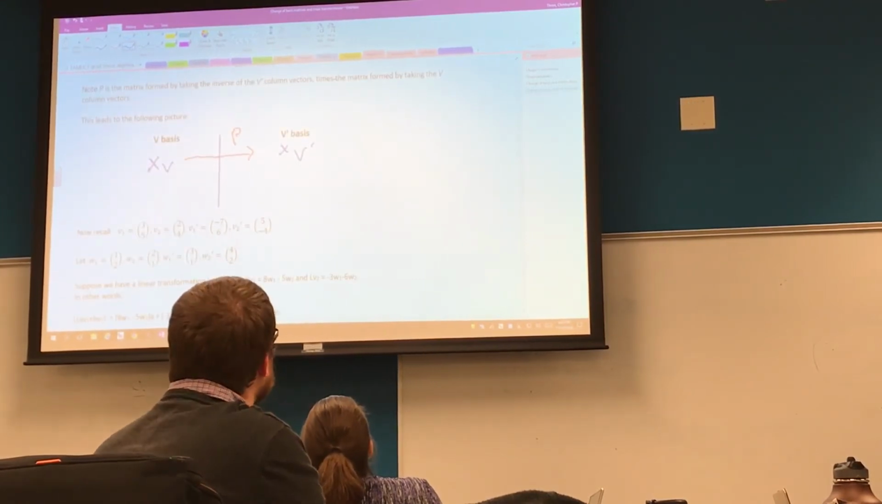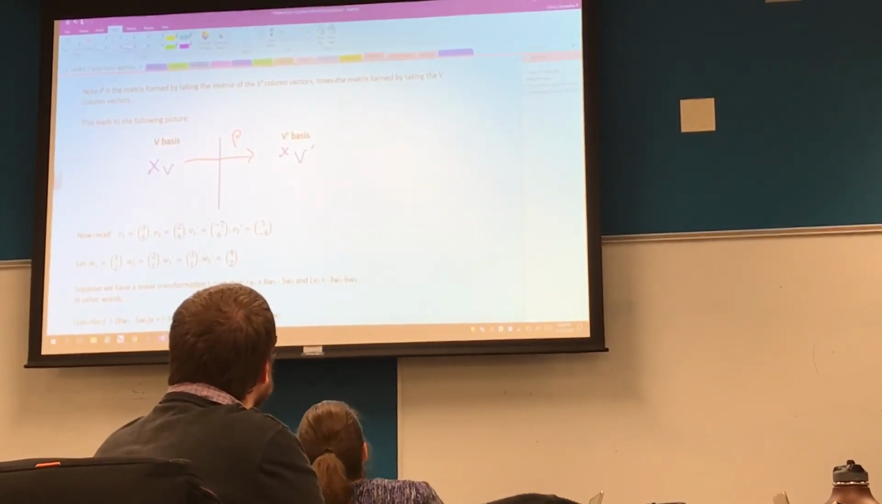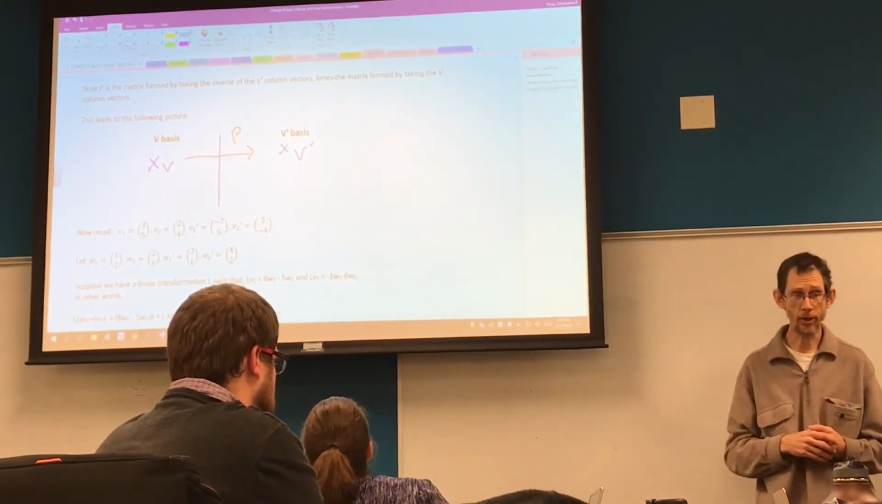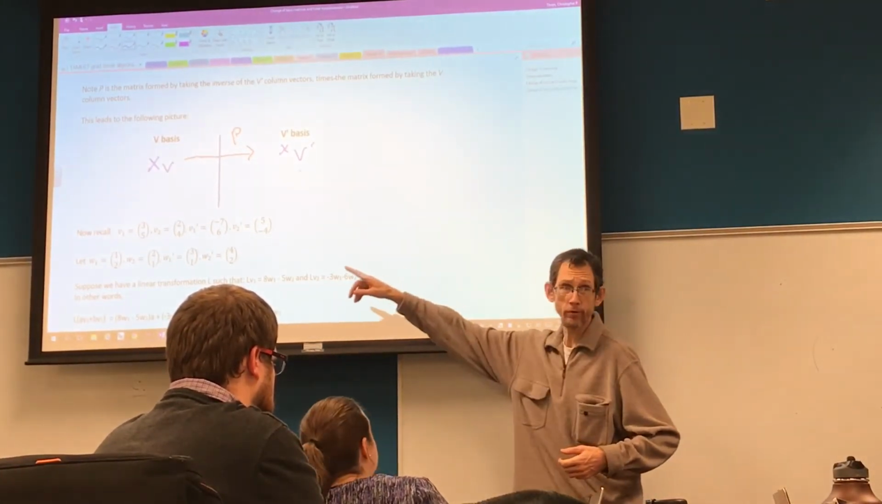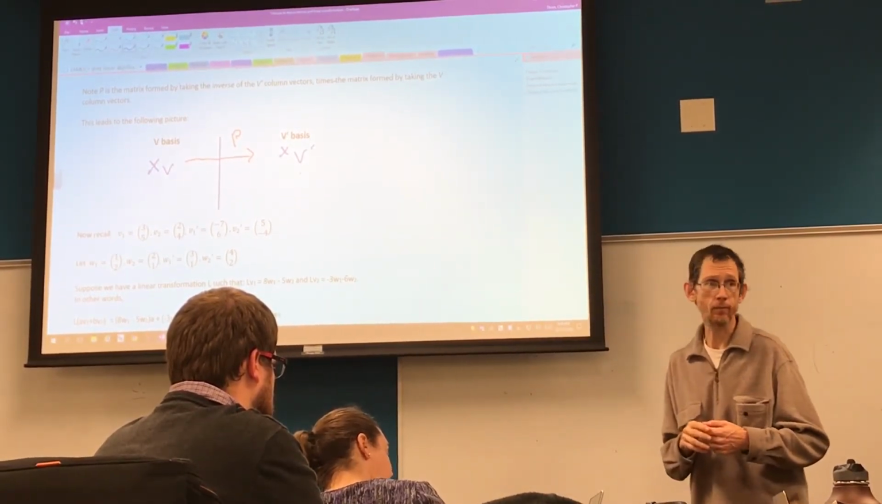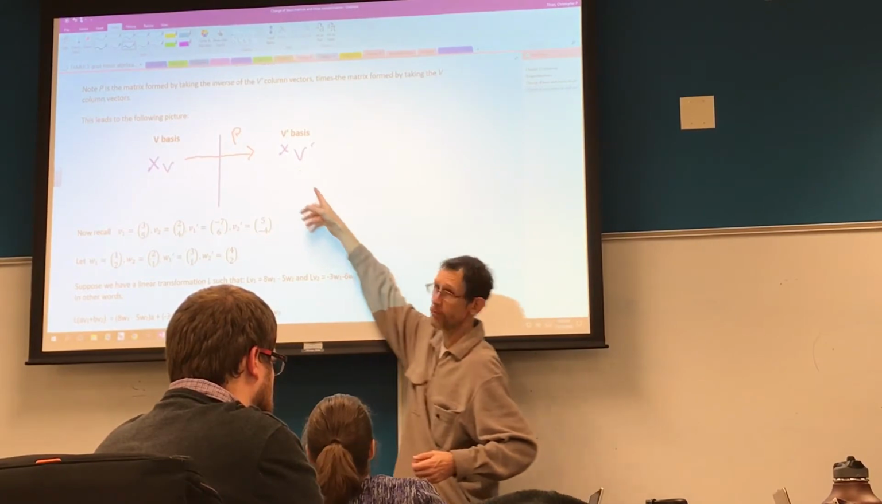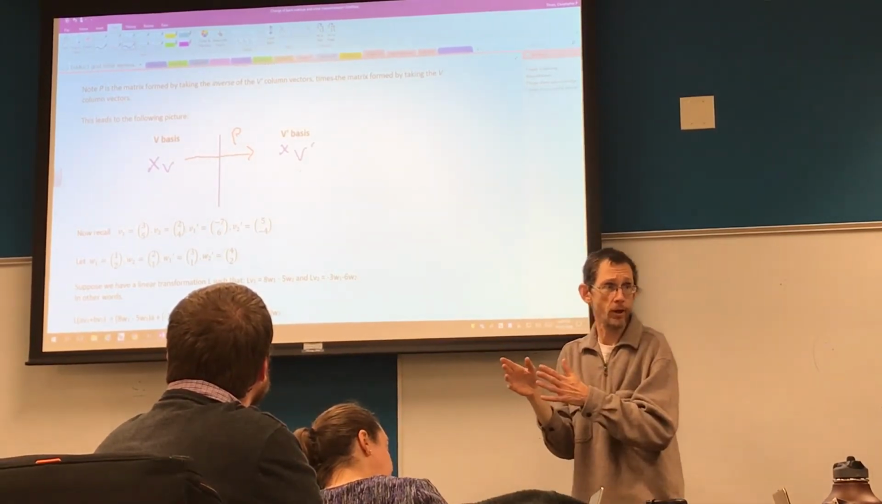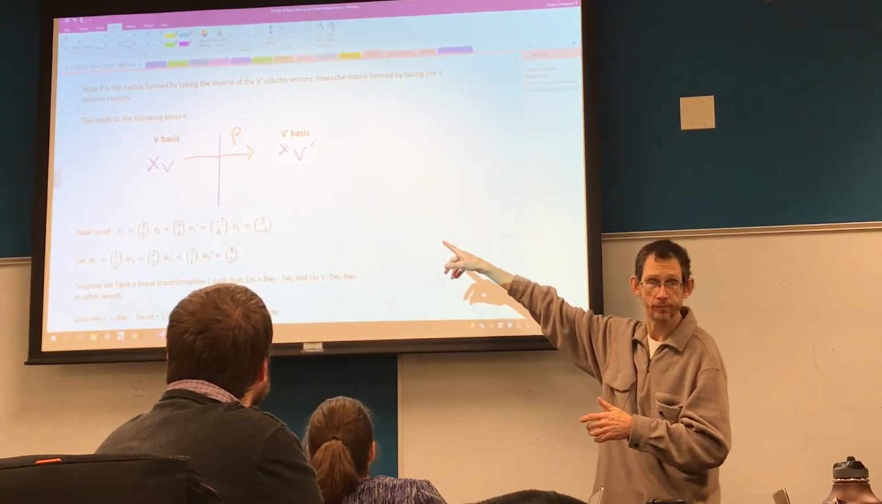So I just called that combined matrix P. But remember that P is actually obtained both from the V basis and the V prime basis. You take the inverse of the V prime matrix and then multiply that by the V matrix. And that will get you this P.